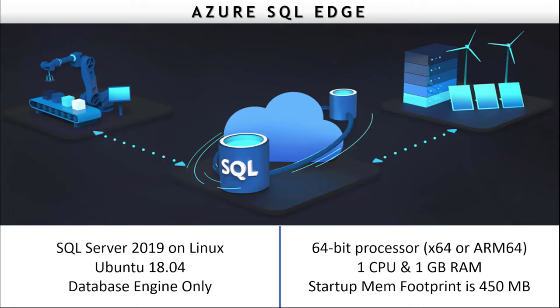There are a couple of things missing, but most of the database engine is in Azure SQL Edge. To make it work, you are going to need a 64-bit processor. Until now, x64 was the only one, and Microsoft actually added ARM64, which opened this whole world of IoT devices to SQL Edge. You are going to need at least one CPU, and a minimum of 1 gig RAM, but probably 1 gig RAM is not going to cut it. It really depends on what you are going to try to do with this device. I would suggest at least 4 gig RAM, which is easy to say if you have one device. But if you have 1 million devices, then that can get kind of tricky.